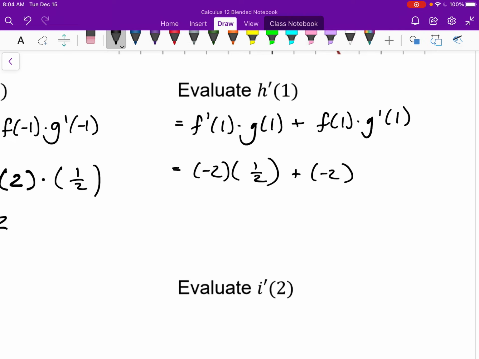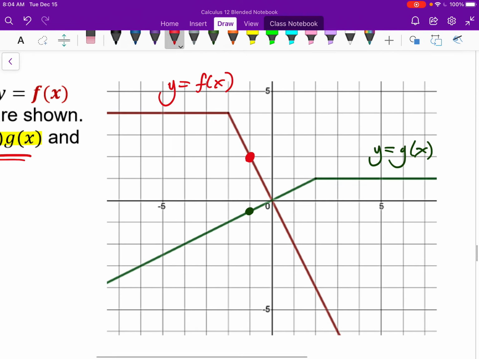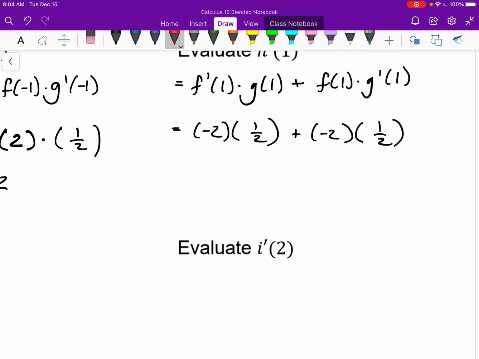So -2 times 1/2. So notice, since I do have the same value for f prime at 1 and f at 1, that's because if I look at f at 1, right here, the slope at that point is -2, and the output is also -2. That's it. In the end, here I get -1 take away 1.